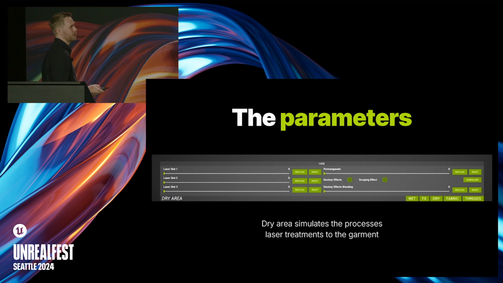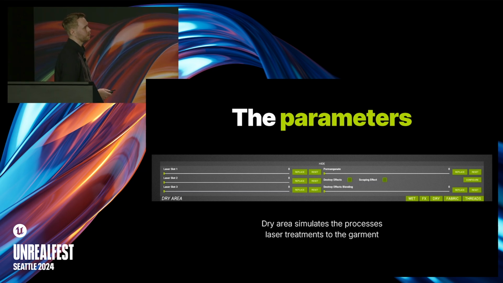Scraping effect is something if you have a laser design that you want to see how it would look like if you actually did it by hand instead of with a laser machine. You can enable that one, and you have some settings here. It will basically emulate the type of sandpaper you use, for example.